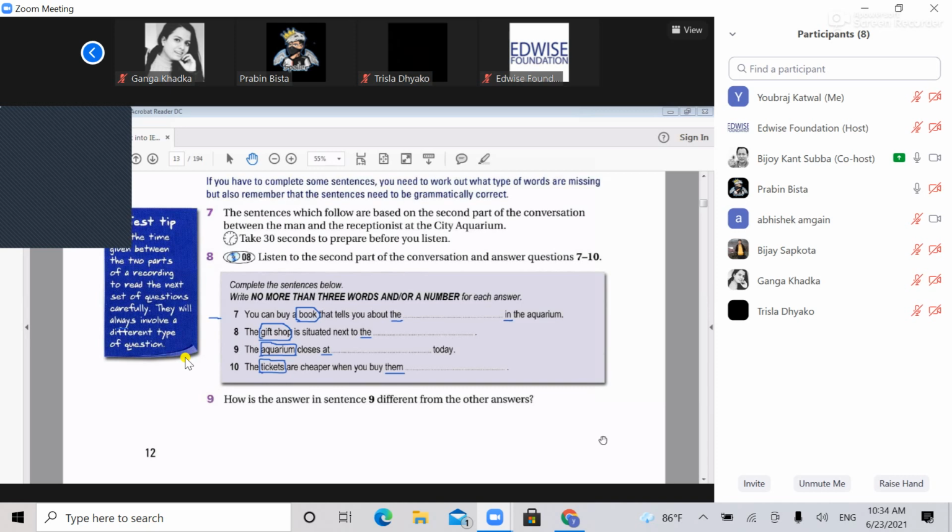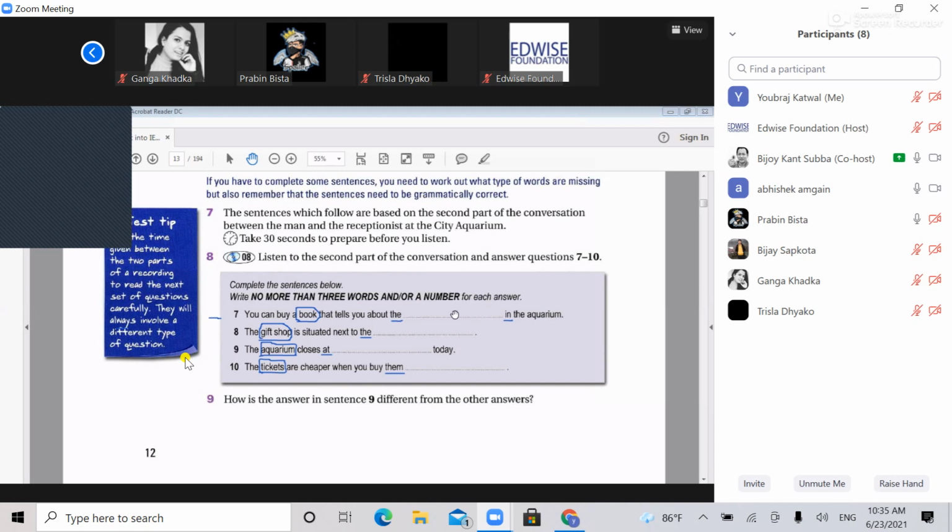Okay, so anybody? Answer one. You can buy a book that tells you about the information. Information in the aquarium matches with fish. Exactly, fish. If you buy a book, it tells you about something inside the aquarium, and that something inside the aquarium is the fish.